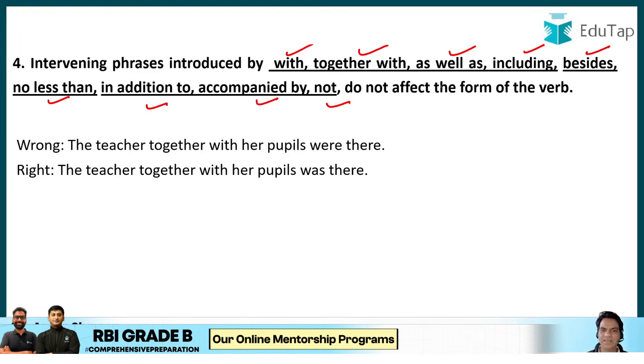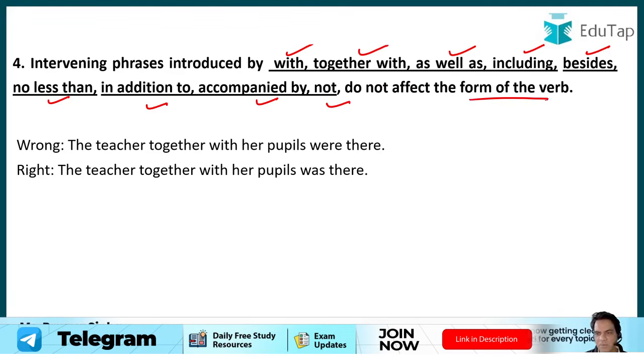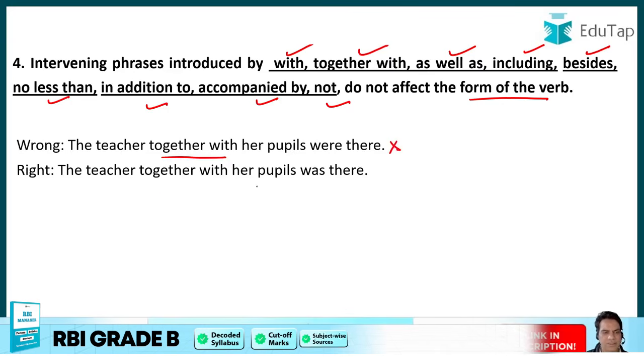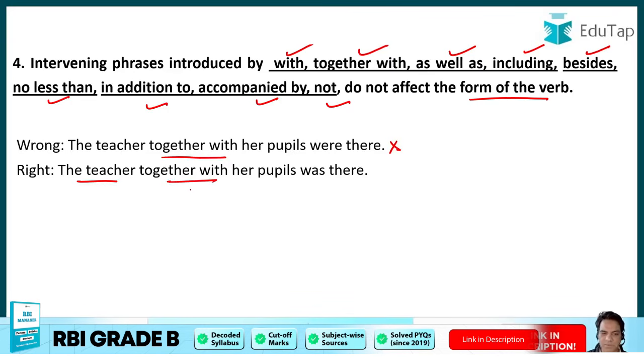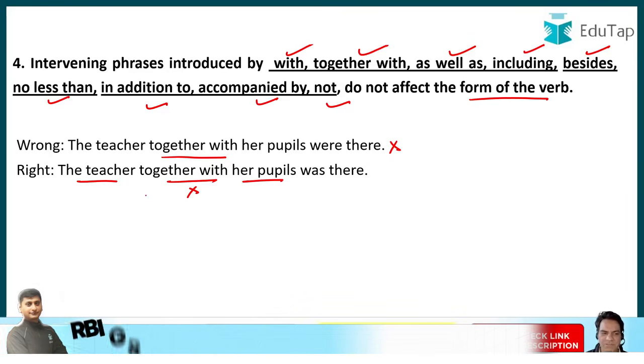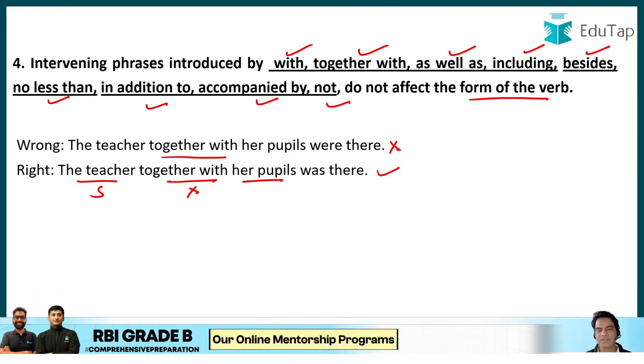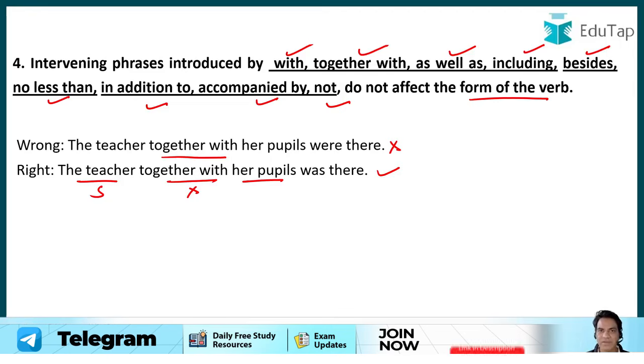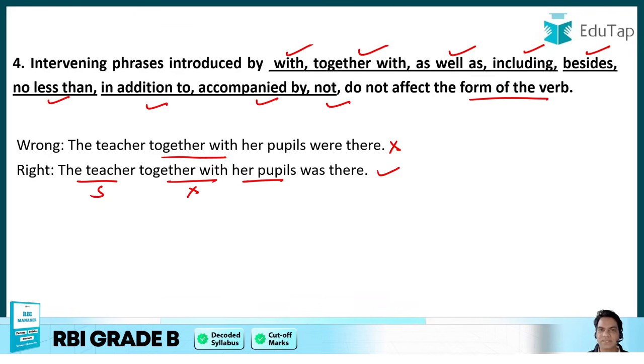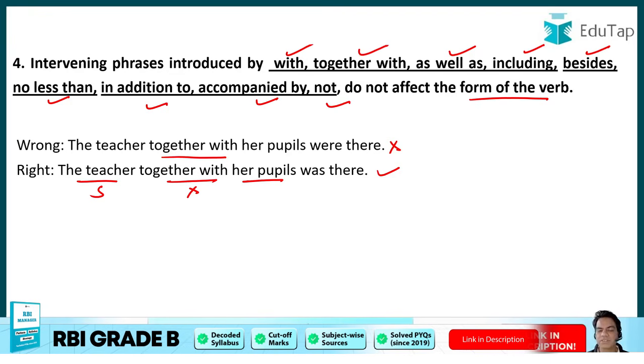So the rule says any other conjunction like with, together with, along with, as well as, including, will not affect the form of the verb. For example, the teacher together with her pupils was there. The teacher together with her pupils. So that means the second noun is not the subject. The only subject here is the teacher, was there. The teacher along with the students. The coach along with the players. For example, the foreign minister along with his associates has traveled, or have traveled, to the United Kingdom for the next meeting. So such sentences are asked in the exam, and if you do not control the subject of a sentence, you tend to make mistakes.